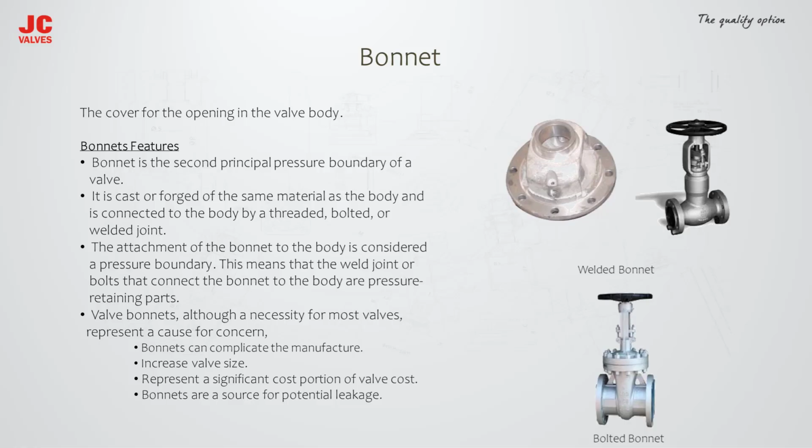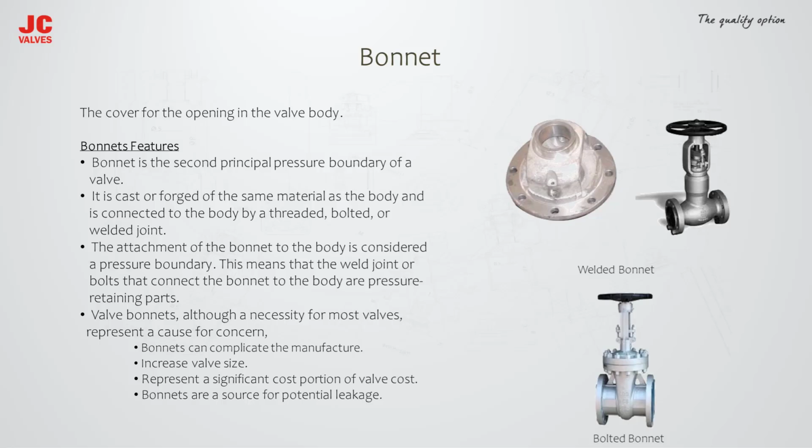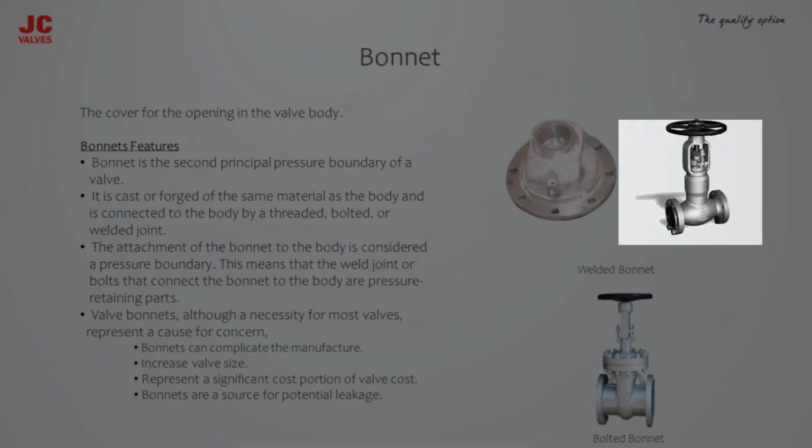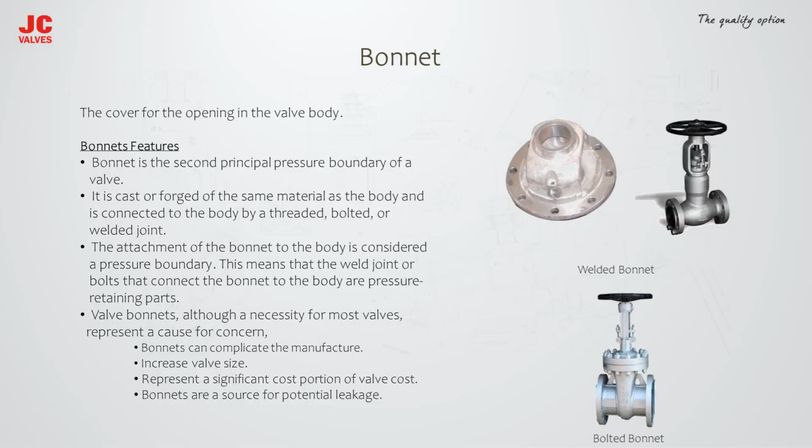Bonnet. The bonnet is the cover for the opening in the valve body. The bonnet is the second principal pressure boundary of a valve. It is cast or forged of the same material as the body and is connected to the body by a threaded, bolted, or welded joint. The attachment of the bonnet to the body is considered a pressure boundary. This means that the weld joint or bolts that connect the bonnet to the body are pressure-retaining parts.